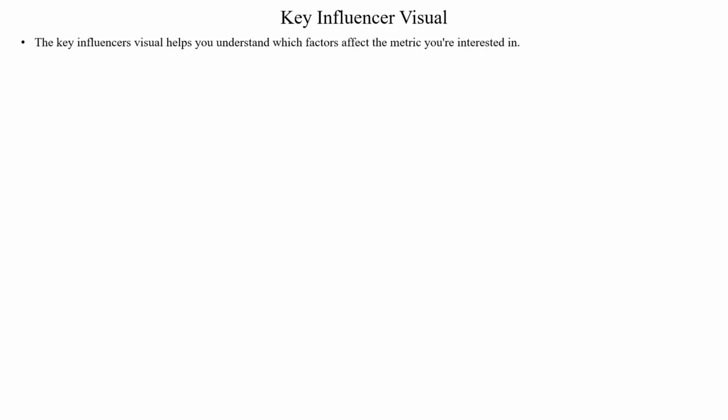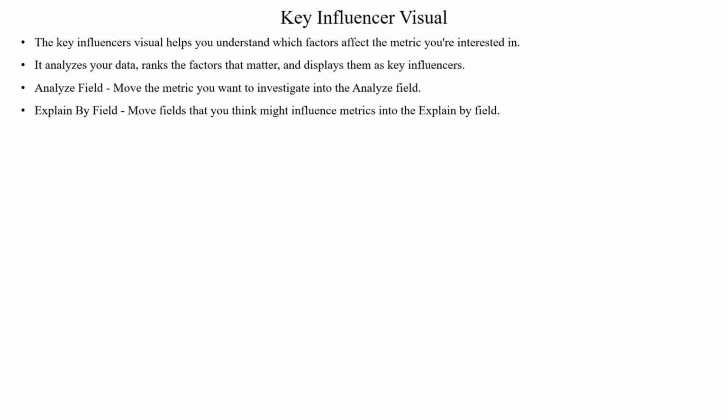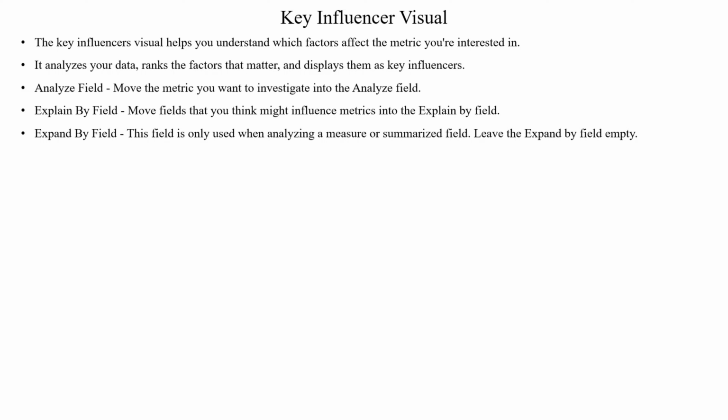So basically it analyzes the data, ranks the factors which matter, and displays them as key influencers. In this visual we have three sections: analyze field, explain by field, and expand by field. In the analyze field, just move the metric you want to investigate. For example, as I said, we want to analyze revenue, or we want to analyze profit.